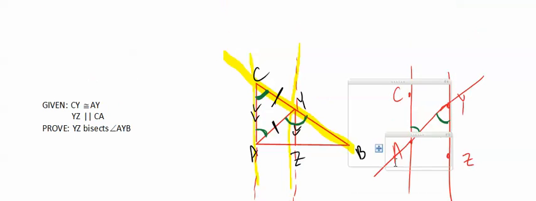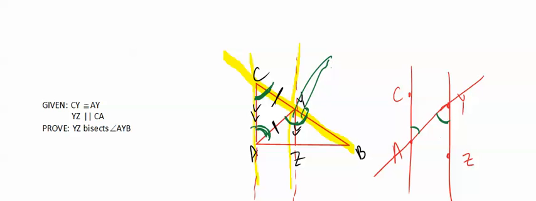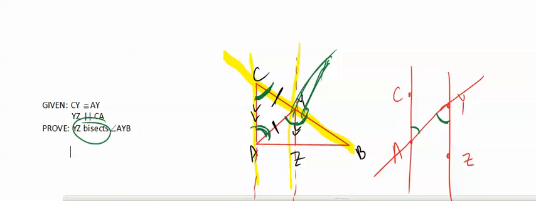Now, if you look back at our diagram, we've kind of marked it already that this angle is congruent to this angle, and this angle is congruent to that. Now all that's left to say is that this angle and this angle will be congruent, based on the transitive property. And once we establish that, then we've indeed established the bisection of that angle.